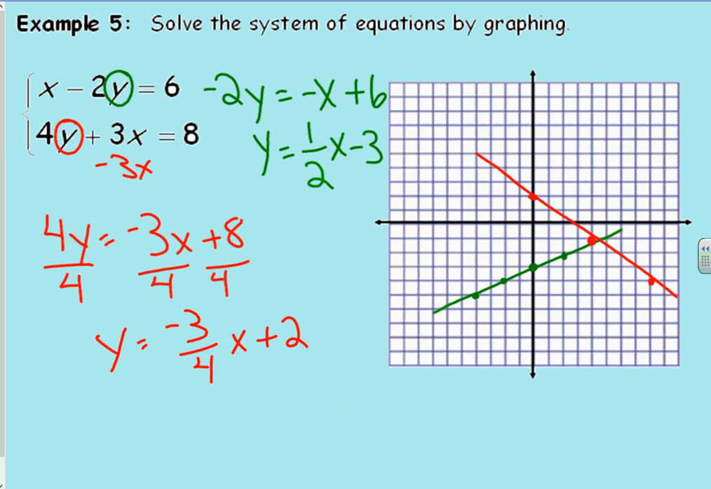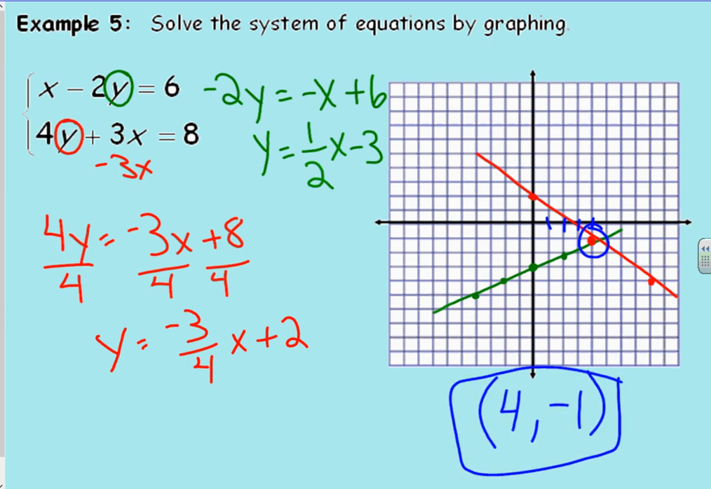So if I take a look at the value of the coordinate where they cross, 1, 2, 3, 4 right, which is positive 4, down 1, which is negative 1. So the solution to this system is (4, -1).